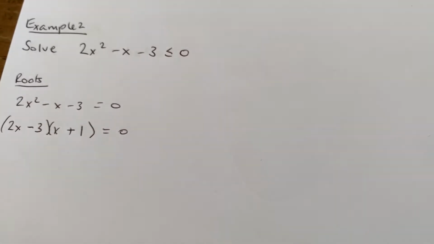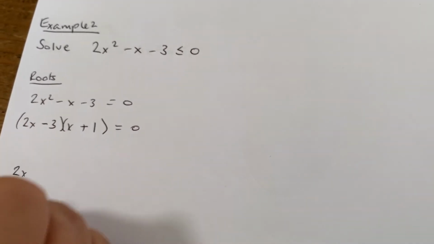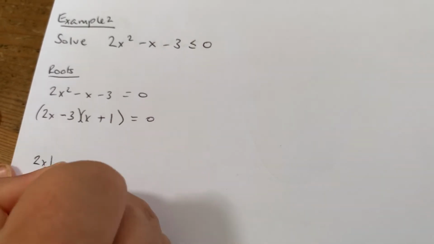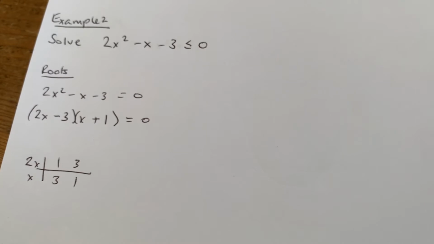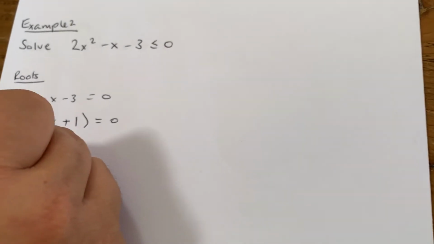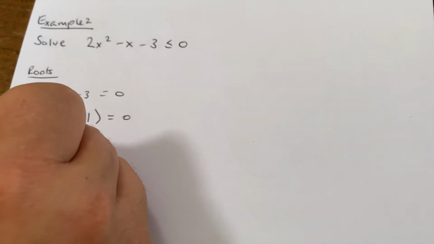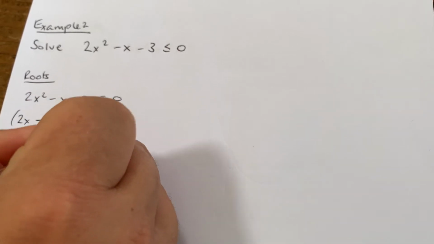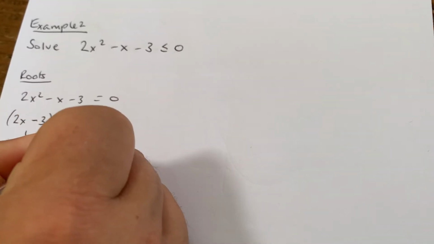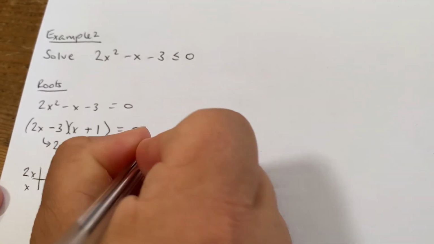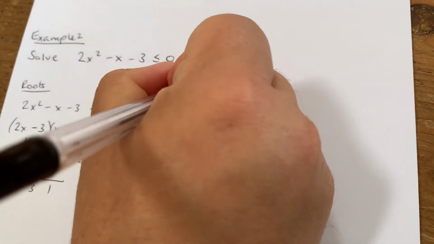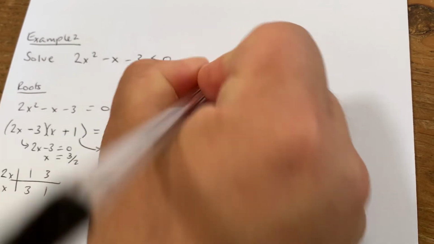Now if you need to do your little table where you do your 2x and x, 1 and 3, 3 and 1, go for it. As long as you get the right solution, as long as you're able to do it. Right, so therefore this bracket equals 0, so I get 2x minus 3 equals 0. So x equals 3 over 2. And for this bracket, x equals minus 1. If we skip to the end, we're going to do a sketch.